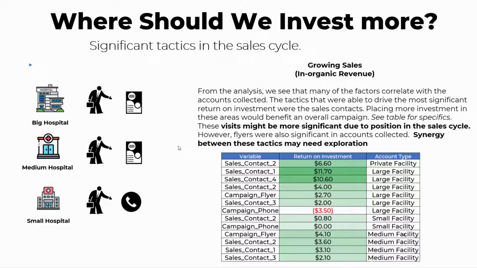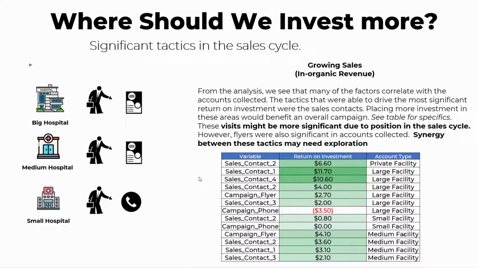So from our analysis, we could see that the sales visit has a very significant effect on the amounts collected. However, we need to take into consideration that this particular marketing tactic may be further down in the sales cycle, which is making it more significant. For example, maybe the customer receives an email and then has some conversation over the phone, and then later the salesman is able to close the deal. So we need to consider that. Additionally, we need to consider that there may be a synergy between multiple tactics that we are not picking up in our model. So that may warrant further analysis.